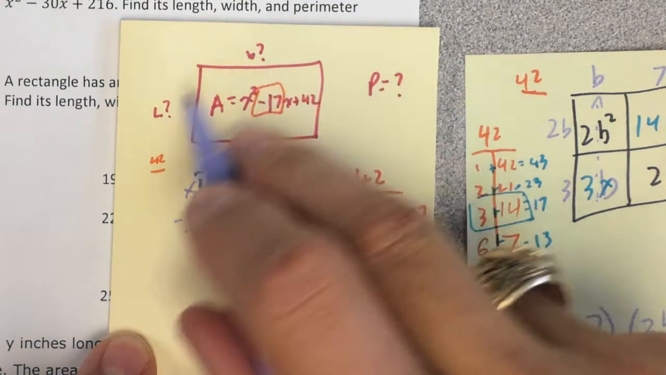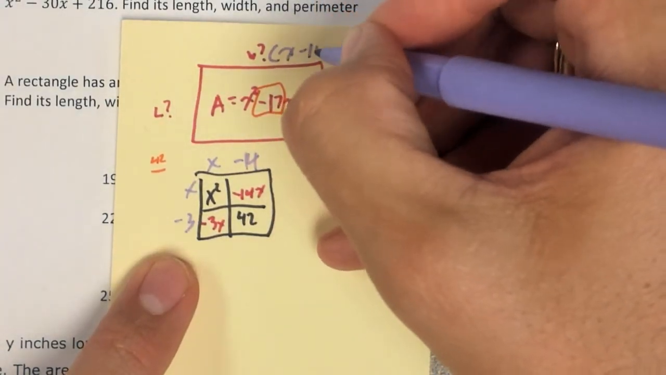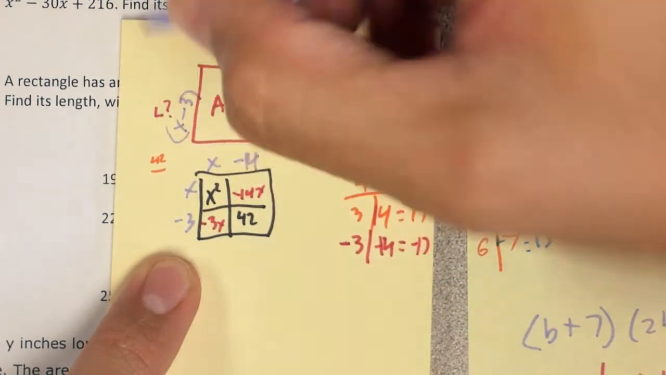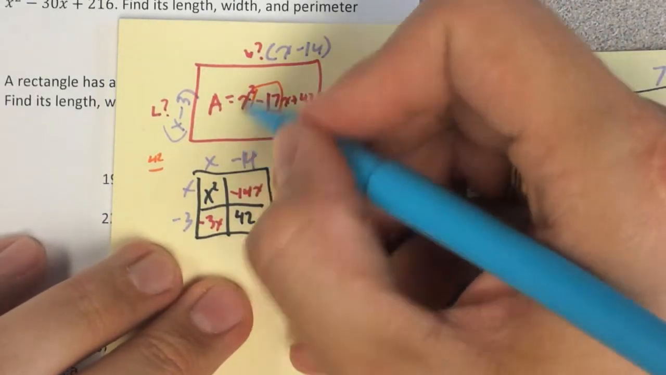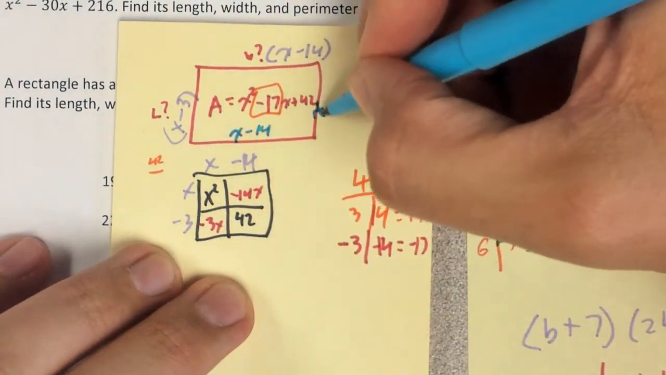So length and width are interchangeable. This can be x minus 14, and this will be x minus 3. If you switch that, that's okay. Now you have to remember that all my sides are equal. So this is also x minus 14, and this is also x minus 3.